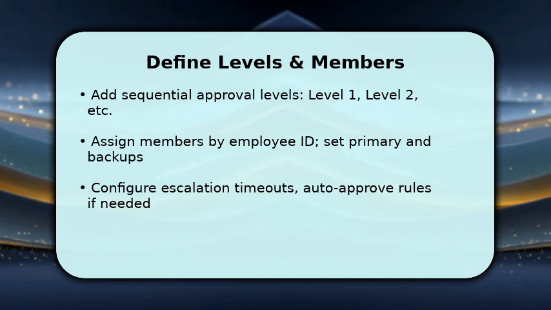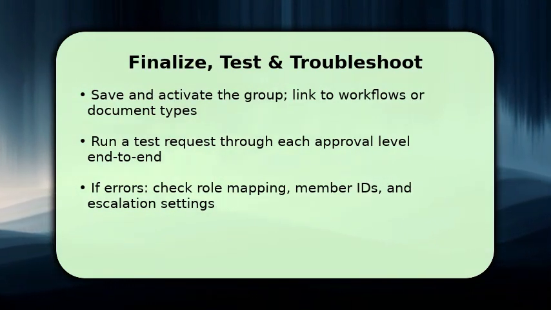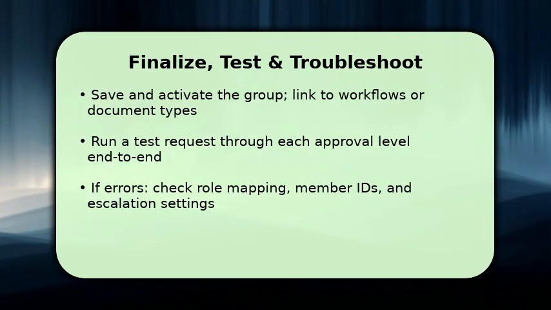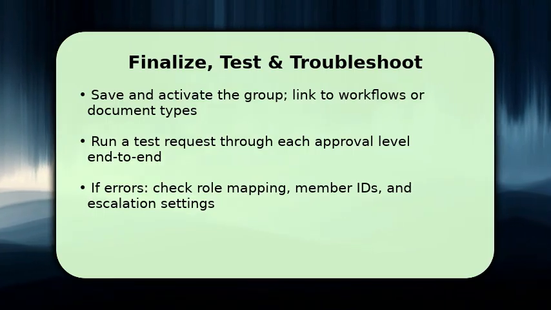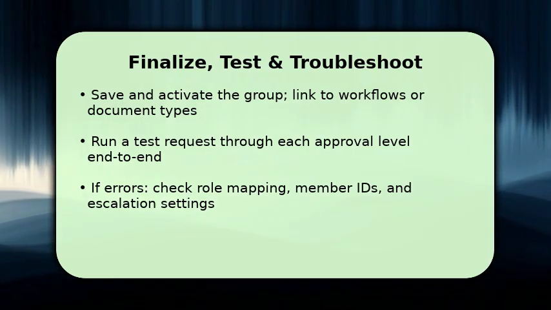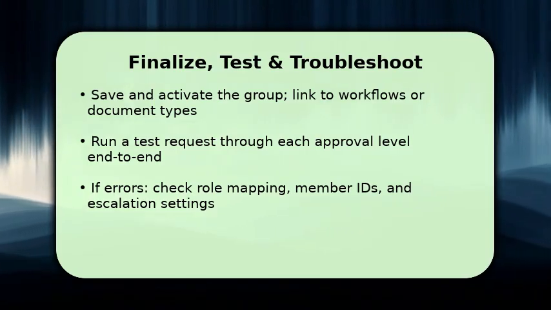Now finalize by saving and activating the approval group, then link it to the appropriate workflows or document categories so routing begins immediately. Once activated, you must run a test request end-to-end through every level to confirm notifications, action buttons, and escalation behave as expected.